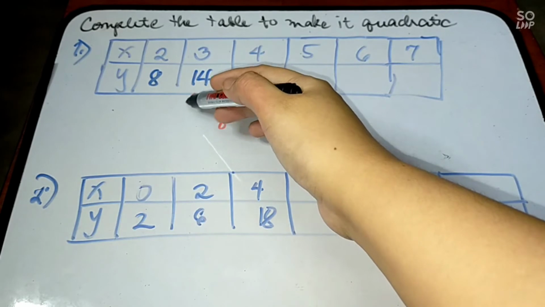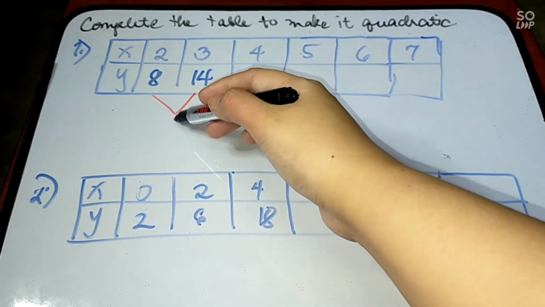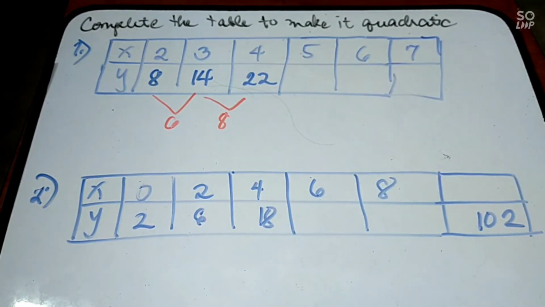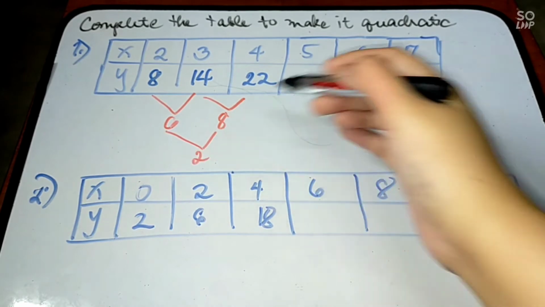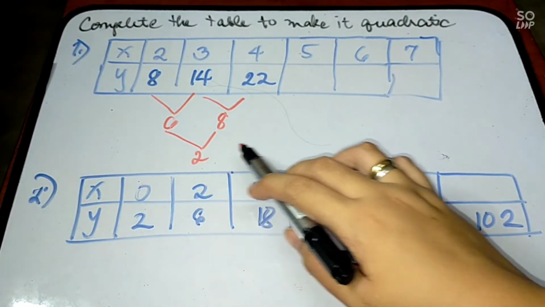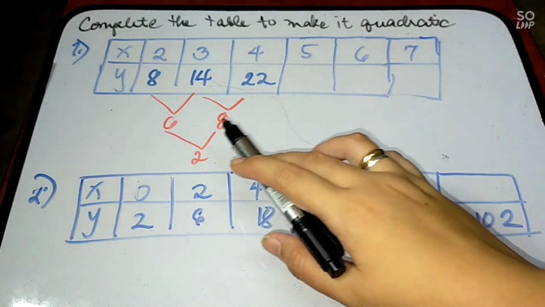Next, 14 minus 8, the answer here is 6. That is it. Then afterwards, you are going to subtract this one. So the answer here is 2. So kailangan yung dulo natin magiging 2 lagi yung magiging sagot natin. So how is it? Kuha ka ng pattern.